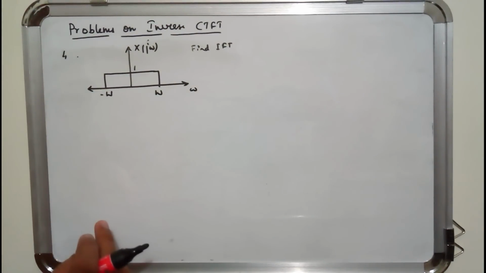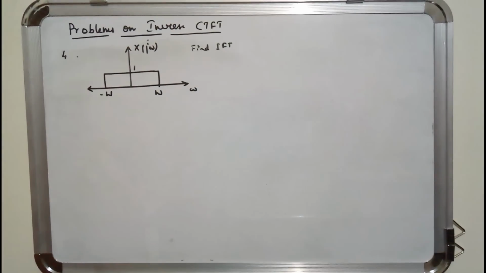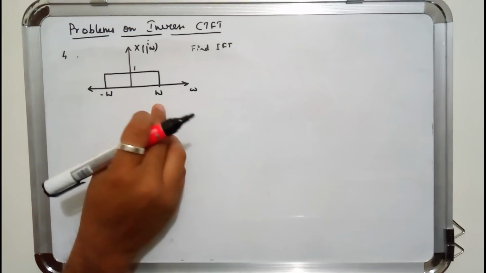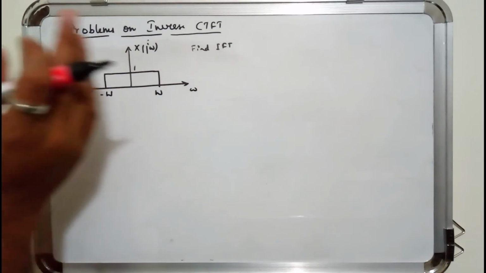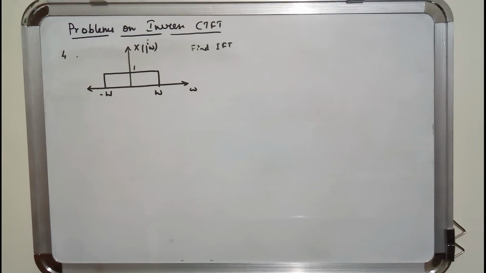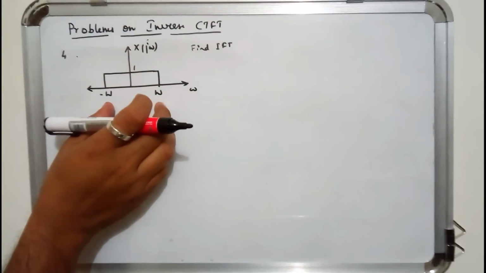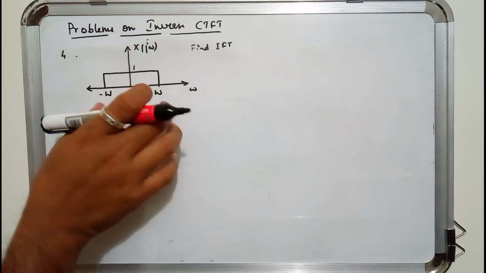Now in this problem you have been given a rectangular pulse and you are asked to find the inverse Fourier transform of it. If you remember, we have solved a similar problem of a rectangular pulse varying from minus t to plus t with an amplitude of 1 where x of t was given. Then we had found the Fourier transform of it, and it was equal to 2t into sinc of omega t by pi. That means we will be getting a sinc pulse if the time domain signal was existing between minus t to plus t. That means the Fourier transform of a rectangular pulse is a sinc pulse.